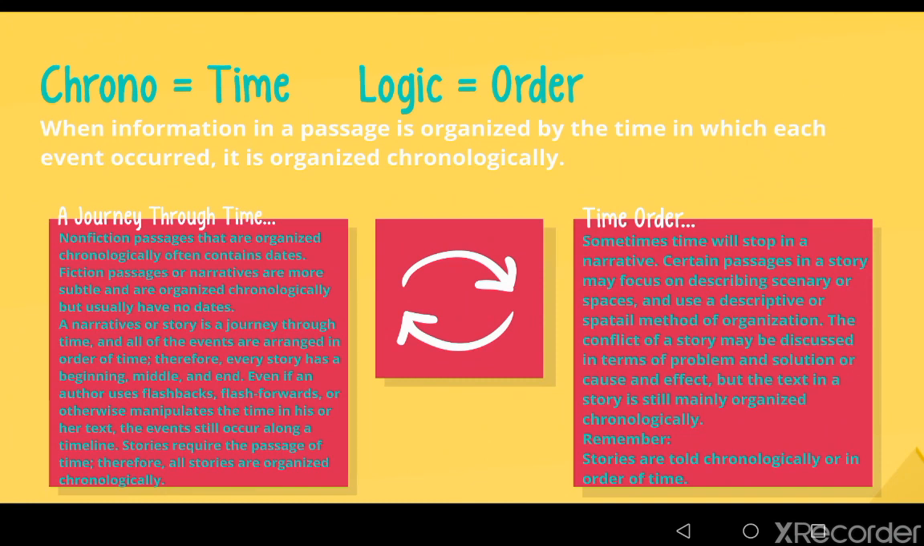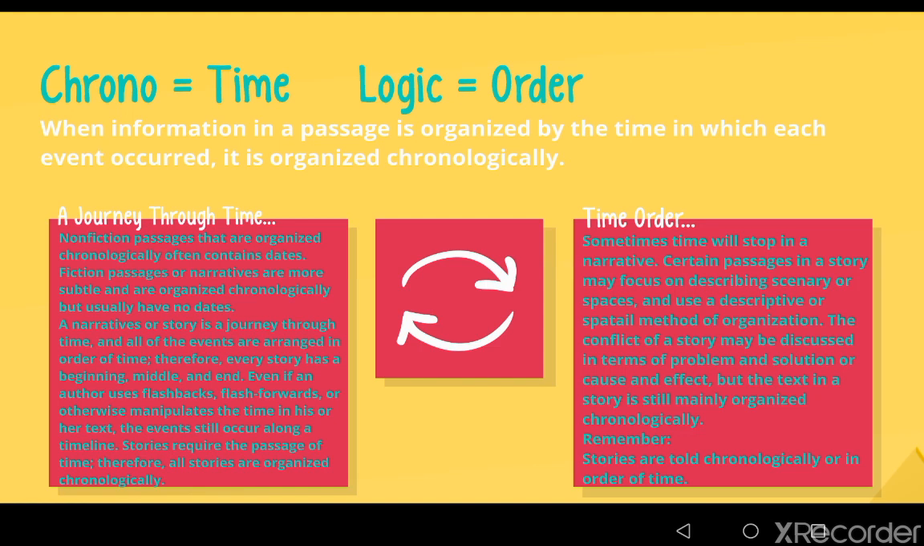Okay, so when information in a passage is organized by the time in which each event occurred, it is organized chronologically. A journey through time: non-fiction passages that are organized chronologically often contain dates. Remember, we're talking about non-fiction. But fiction passages or narratives are more subtle and are organized chronologically, but usually have no dates. So that is very important to keep in mind: in non-fiction passages we're going to have dates, but in fiction passages we're going to follow a chronological order, but we're not going to use dates.